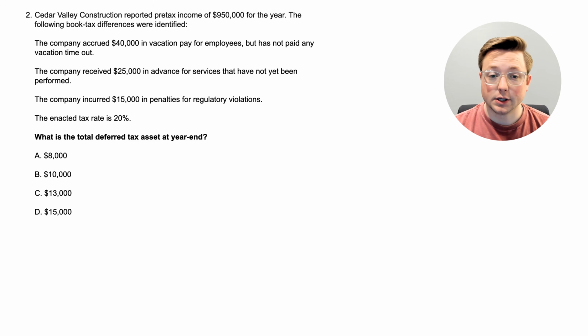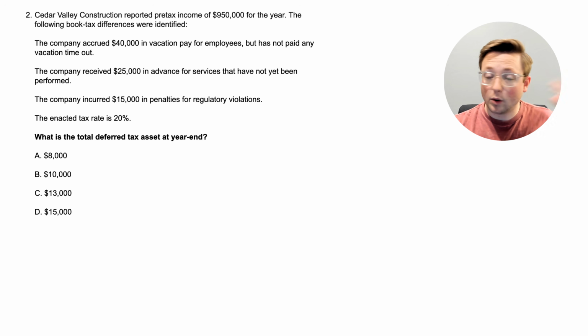Cedar Valley Construction reported pre-tax income of $950,000 for the year. The following book tax differences were identified. The company accrued $40,000 in vacation pay for employees, but has not paid any vacation time out yet. The company received $25,000 in advance for services that have not yet been performed. The company incurred $15,000 in penalties for regulatory violations, and the enacted tax rate is 20% for all of this. So what is the total deferred tax asset at year end?